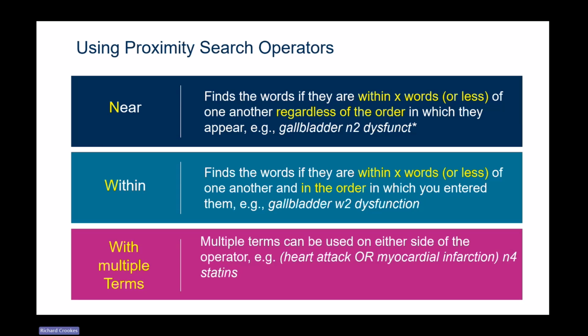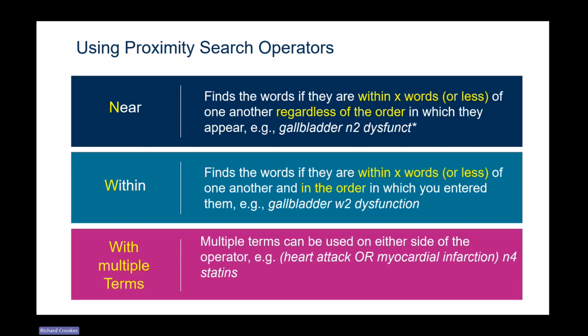So before we go to the live demonstration, which we'll go to very shortly, just to also clarify the use of proximity search operators, near and within, that we use for this platform. So near, and some of you may have heard this before in other sessions that I run, but near finds words if they're within a specified word range or less of one another, regardless of the order in which they appear. So if we take the example of the condition that we're looking at in today's systematic search, you've got gallbladder N2 dysfunction. Now I've truncated dysfunction to include dysfunctional as well.